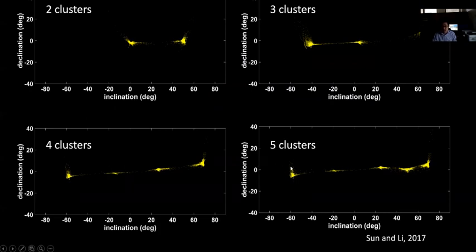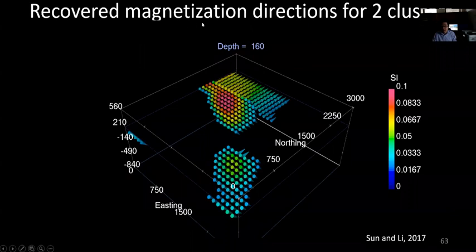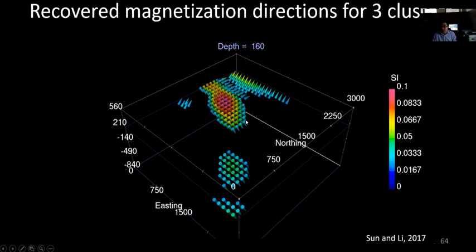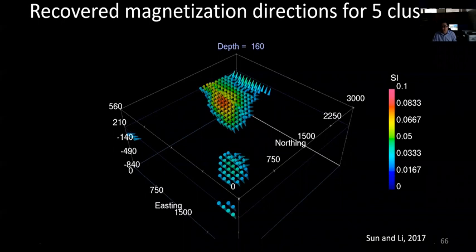Now let's take a look at the recovered direction in the spatial domain when we assume different numbers of clusters. This is the recovered magnetizing direction at this depth, 160, for 2 clusters. We do see 2 dominant directions. This is one, and this is one. This one is almost pointing horizontally, and this one is pointing about 45 degrees downward. And this is what happens when you assume 3 clusters, 4 clusters, and 5 clusters.